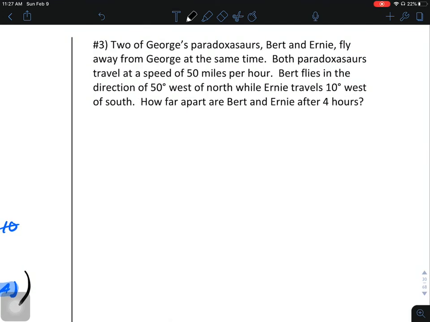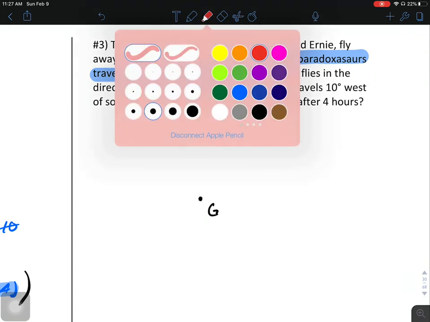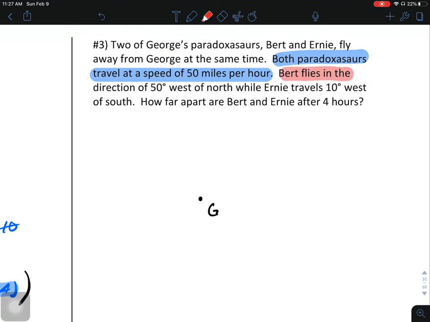Let's start by saying this is where George is. It says both paradoxosaurs travel at a speed of 50 miles per hour. That's important, but I don't know how to use it yet. Bert flies in the direction of 50 degrees west of north. Now, it's likely that you've never seen something like this before.